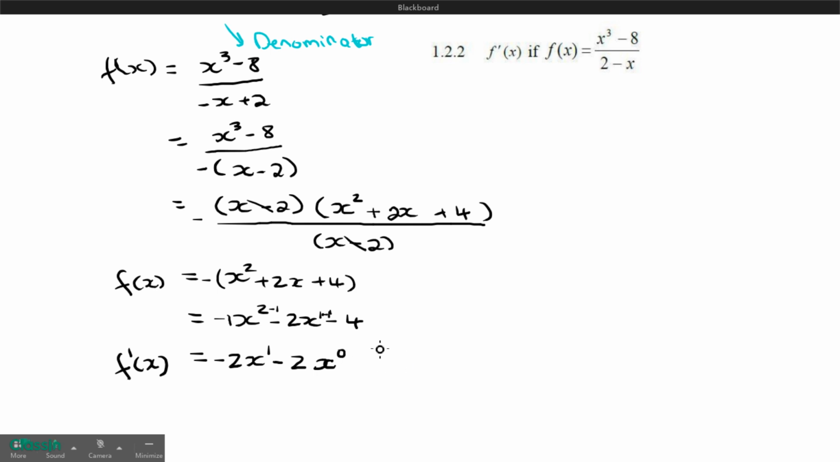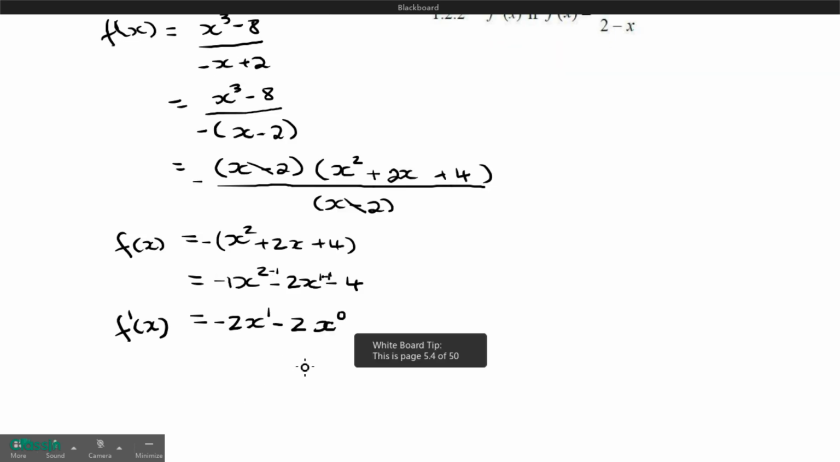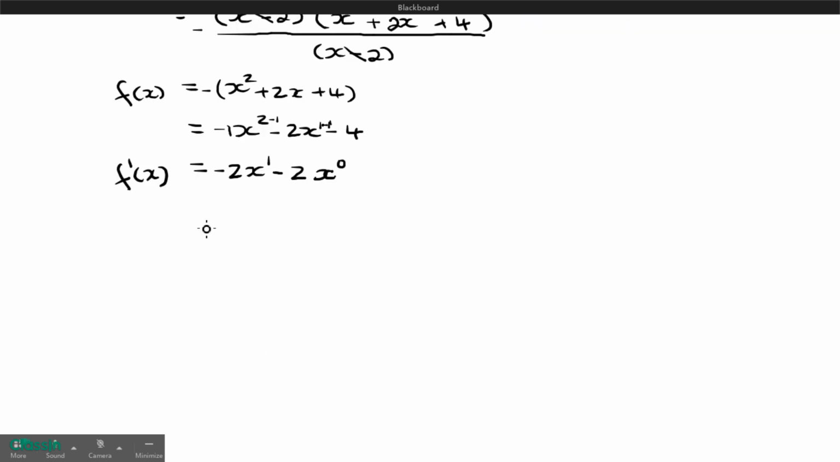We also know that when we differentiate a constant number, the answer is 0. But because the answer is 0, we don't write it. So at the end of the day, we have f prime of x equals negative 2x minus 2. And this is our final solution.